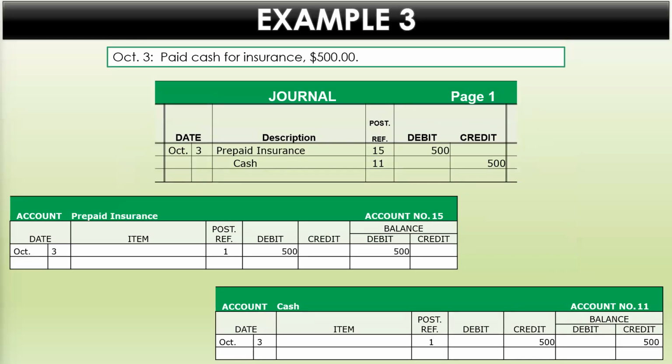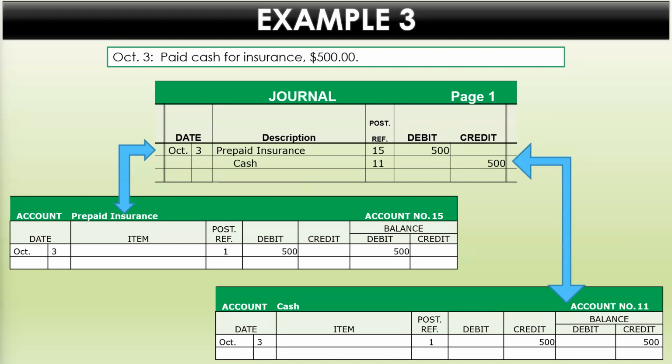Example 3. On October 3, paid cash for insurance in the amount of $500. You can see the journal entry there. And then we have the prepaid insurance ledger, where we have entered the date, the amount, and then extended the debit balance there. In the post reference, we have a 1 because we're using journal page 1. And then up in the journal, we have entered 15 in the posting reference because that is the prepaid insurance account number.